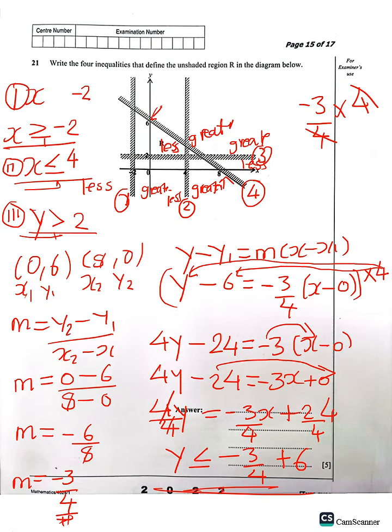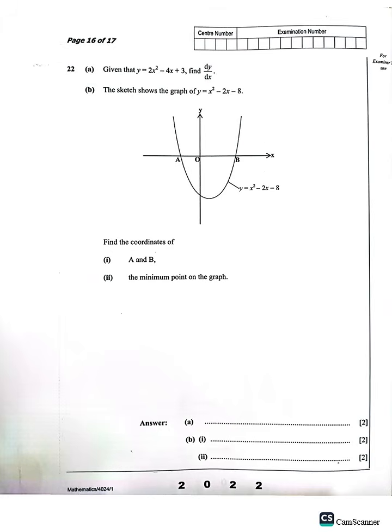So these are the 4 inequalities that we were solving for. Now we can move on to question. Okay, so now we continue with question 22. So under question 22, we can see that we have a question where we are trying to find dy over dx. So let's look at the equation.